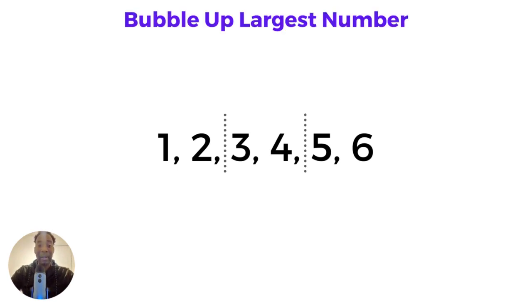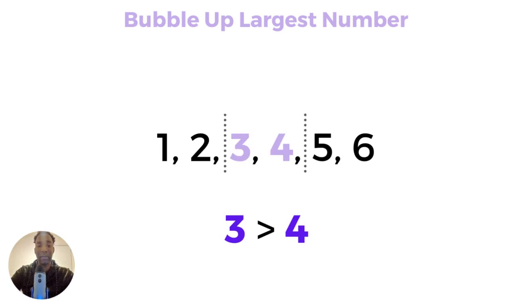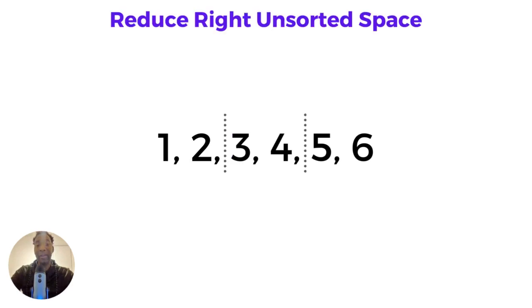All right, so now we're going to bubble up the largest number. So let's compare the 3 and the 4. Is 3 larger than 4? The answer is false, and therefore we don't swap. And now we're going to reduce the right unsorted space. By the way, if I stopped here, you would see that we actually have everything sorted. But again, I want to emphasize the method that we're using and keep on going until we have nothing left.